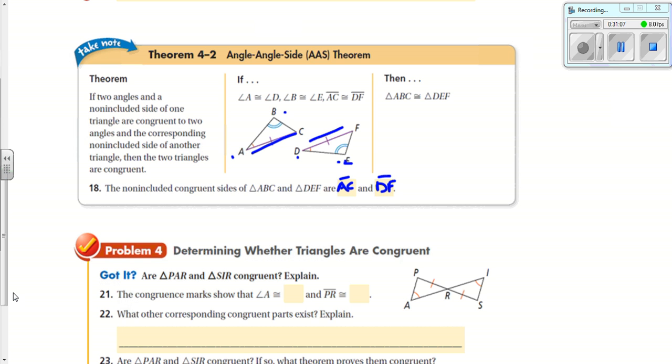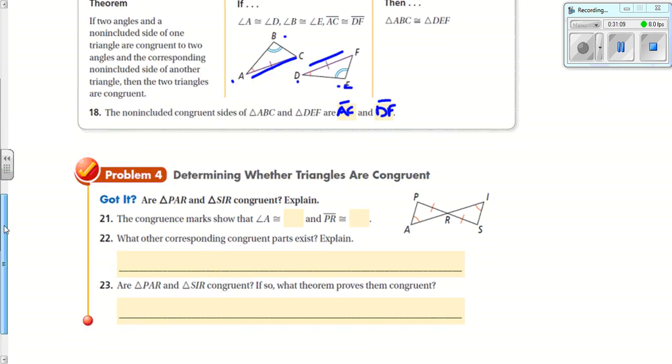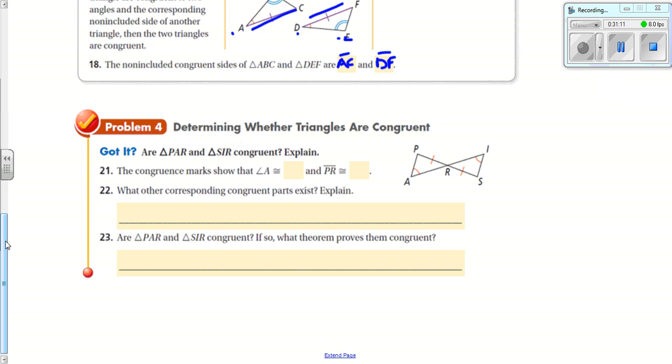Okay, let's determine whether they are congruent. Are PAR and SIR congruent? Explain. So we've got to think about this visually because they're kind of flipped around. Our congruence marks show that angle A is congruent to angle I. PR right here is congruent to SR. Make sure you're labeling in the same order.